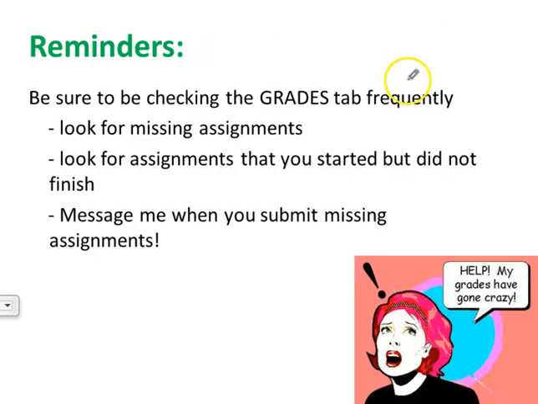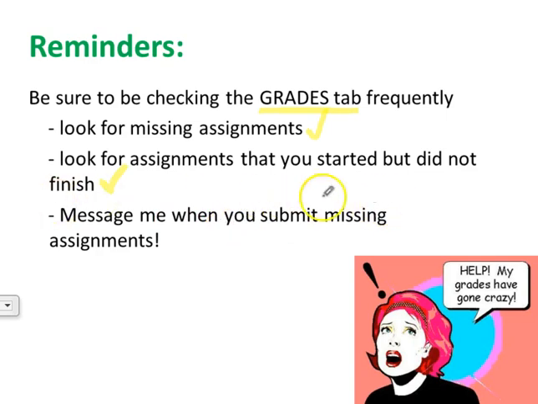Before we dive in to learning about some similarity, just some quick reminders. Make sure you're checking your grades tab frequently. Look for missing assignments. If you have any, submit those. Look for assignments that maybe you started but forgot to finish. Those are going to come up as missing assignments. Go in and finish those.